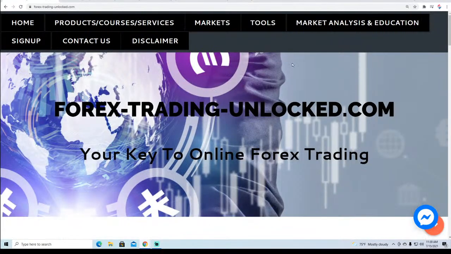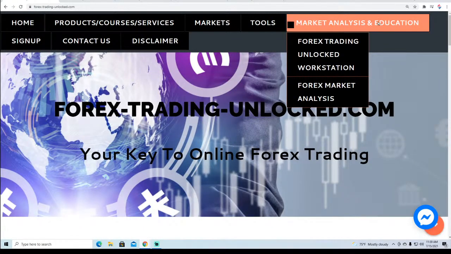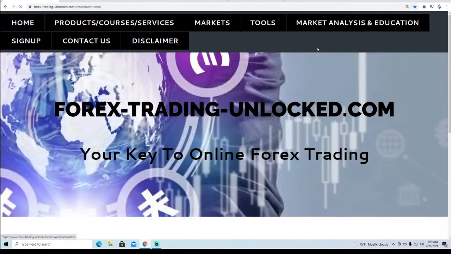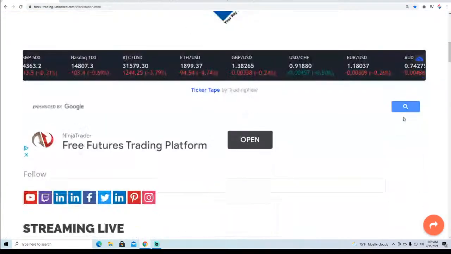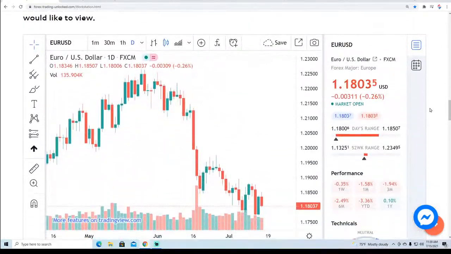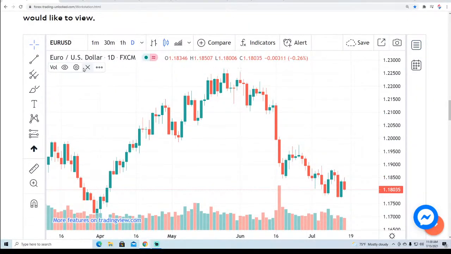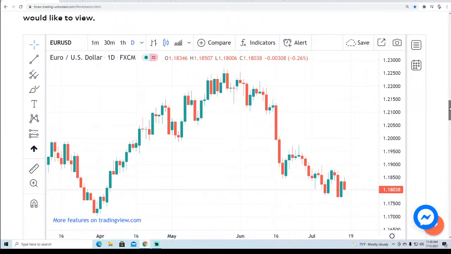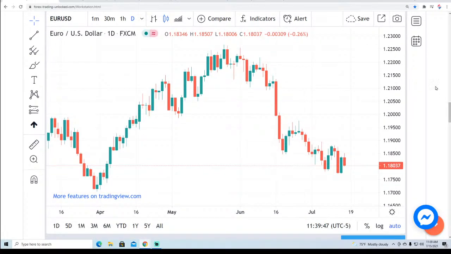Let's get to our analysis. We're going to go to our Market Analysis and Education tab and click on the Forex Trading Unlocked Workstation tab. We're going to bypass the numbers and go right down to our chart, to make it a little clearer for you guys out there in streaming land. Okay, so we have the Euro US dollar chart pulled up right now.